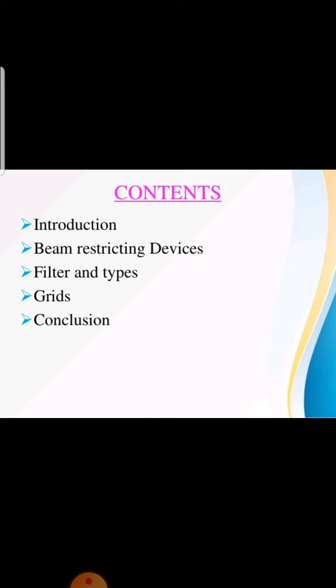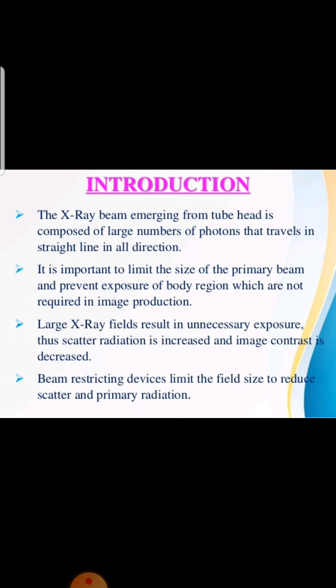But definitely when restricting the radiation, because they are made of lead, they will absorb your primary beam as well. So definitely you will have less radiation reaching the image receptor, and that's why it can degrade your image quality as well, and the contrast will be reduced. So today's lecture is all about the types of beam restricting devices, and we will start with the introduction of the X-rays and the scatter radiation.